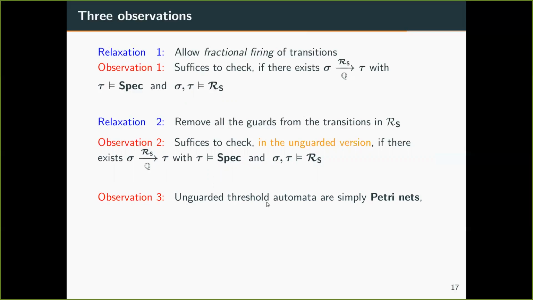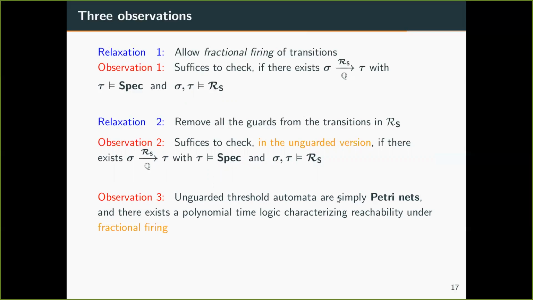So we notice that unguarded threshold automata are simply Petri nets where the states are the places and the transitions are the transitions between these places. But this by itself means nothing since reachability in Petri nets is notoriously hard. But it is known that reachability under fractional firing in Petri nets can be solved in polynomial time. So this is a fact which is known about fractional reachability in Petri nets. And using this fact and additional tricks and observations 1 and 2, we show that the restricted safety problem can be solved in polynomial time. And this is our main contribution.